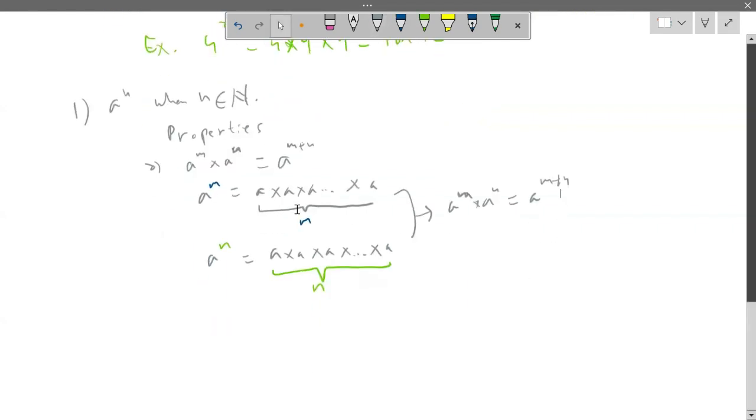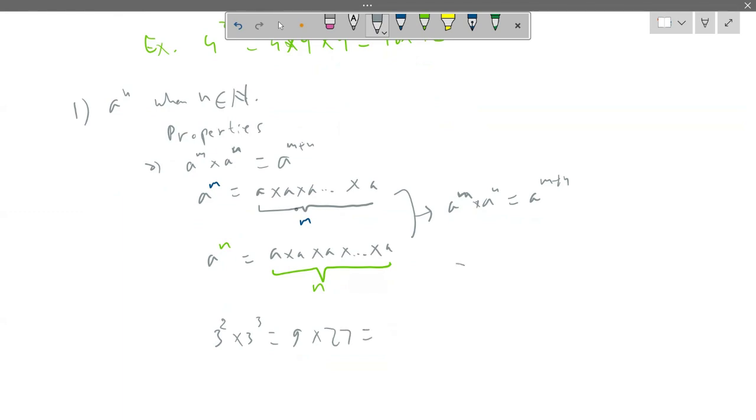If you want to see this in action with actual numbers, not real. So let's say I want to calculate 3 to the power of 2 times 3 to the power of 3. This is equal to, we can do this one by one. Let's say 3 to the power of 2, which is 9, and 3 to the power of 3, which is 27, which is equal to 243, yeah, 243. Okay.